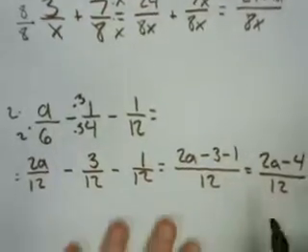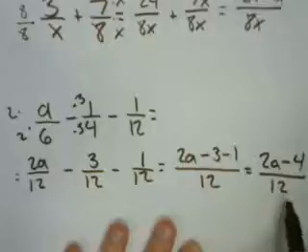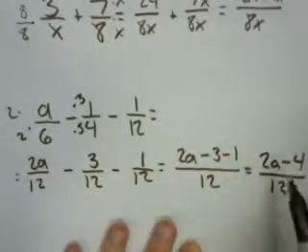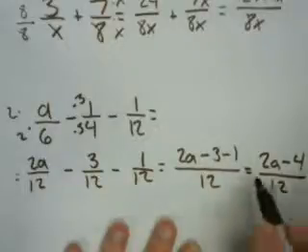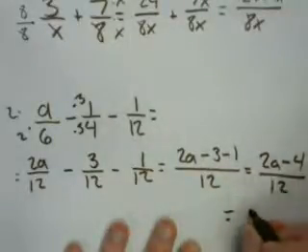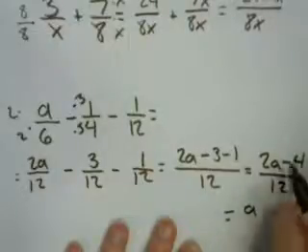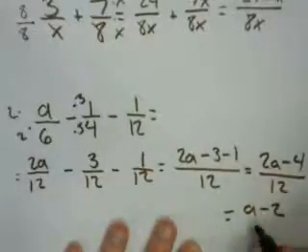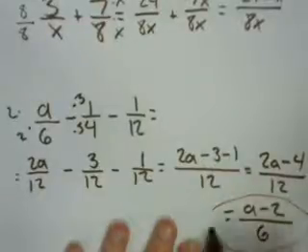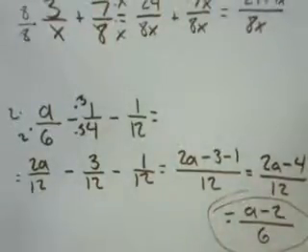This can be reduced, however, because 2, 4, and 12 all have something in common. They have a 2 in common. They're all even. So I can divide 2 into each of them, striking them all down. So 2 divided by 2 is 1, or just a. 4 divided by 2 is a -2. And 12 divided by 2 is a 6. So the final answer is a minus 2 over 6.